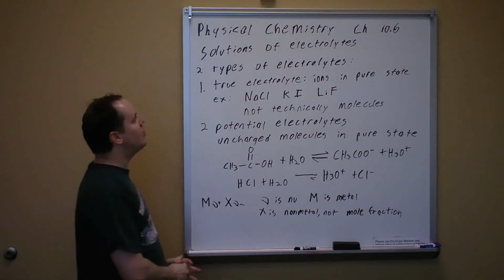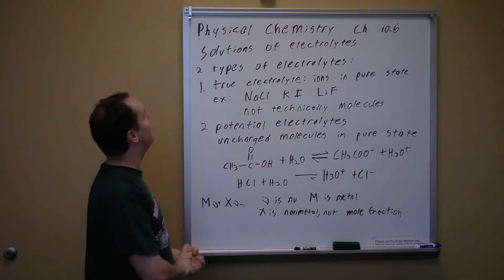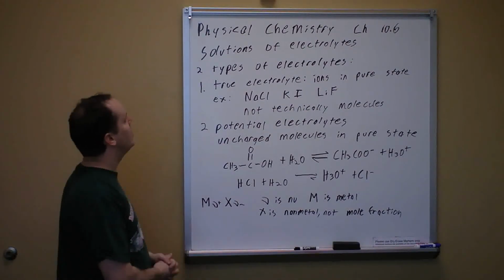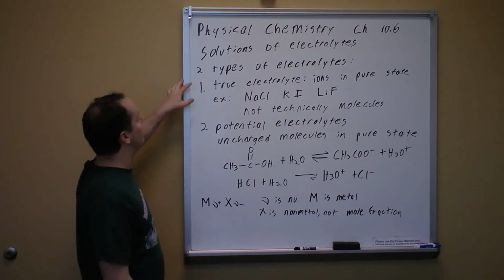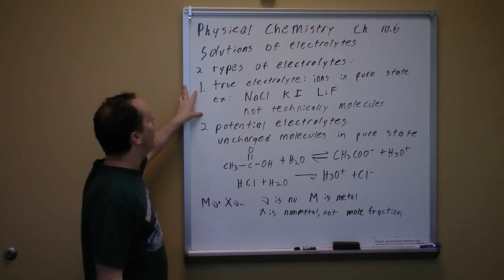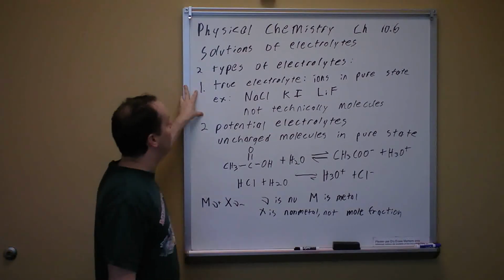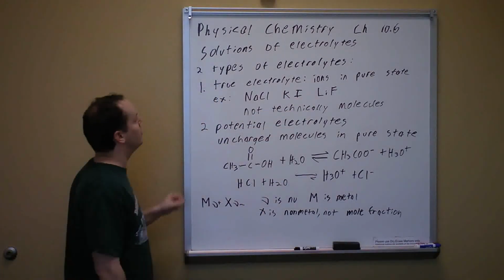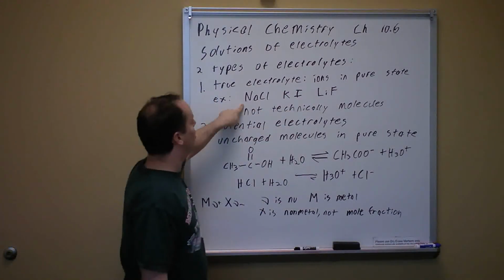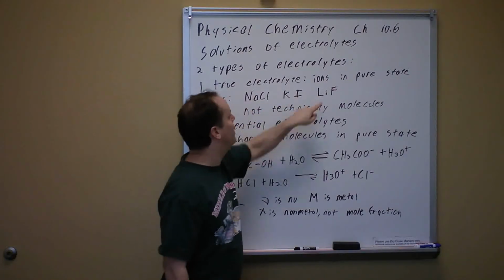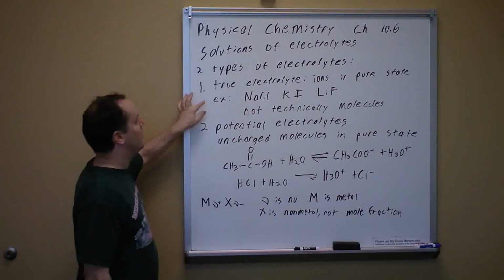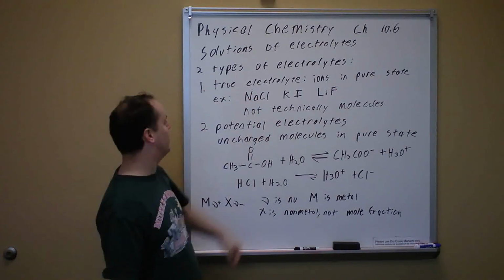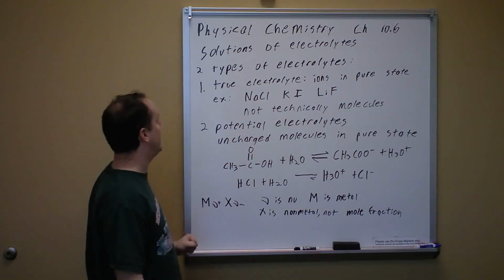This is Physical Chemistry, Chapter 10. We're starting Section 6 now. We're going to be talking about solutions of electrolytes. And there are actually two different types of electrolytes that we'll be talking about. One is a true electrolyte, which is something that exists as ions in the pure state instead of molecules. For example, sodium chloride, potassium iodide, lithium fluoride. These are not technically molecules. There's no such thing as a sodium chloride molecule. It's all one big ionic lattice.